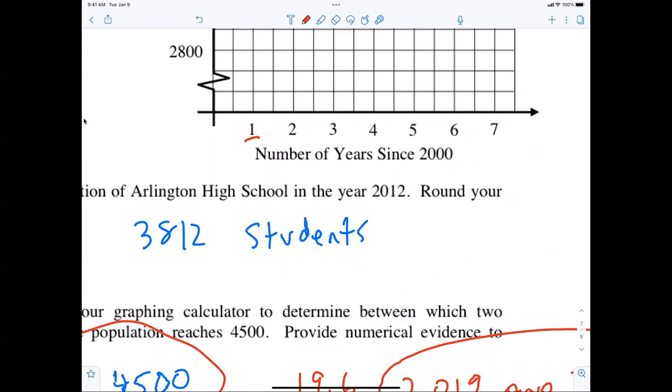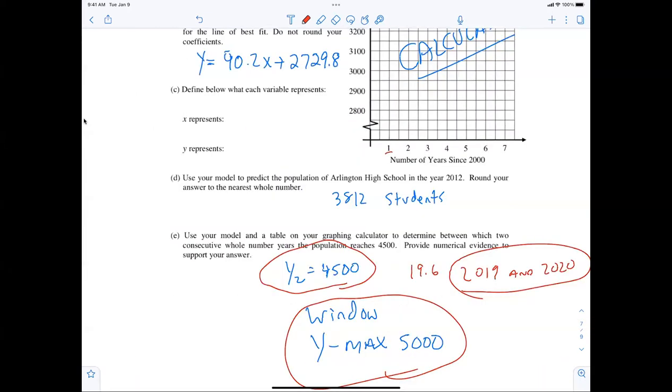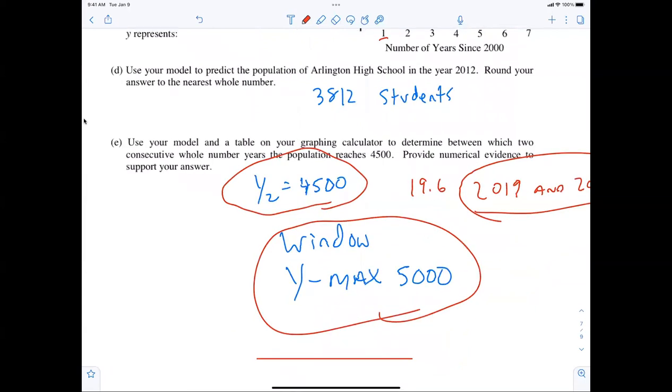You good? Did you find it? Well, the answer is 19.62. So what would I put as the correct answer? What does it ask? What's the question? Between which two consecutive whole number years will the population be 4,500? Oh, 2019, 2020. Okay.